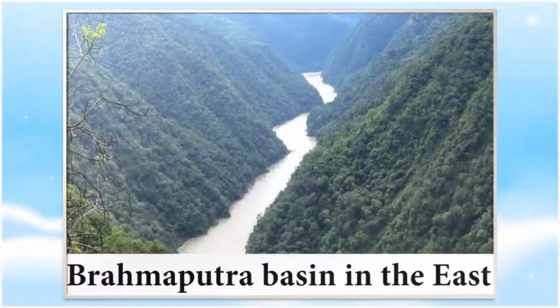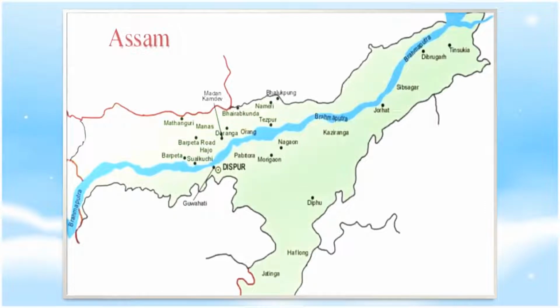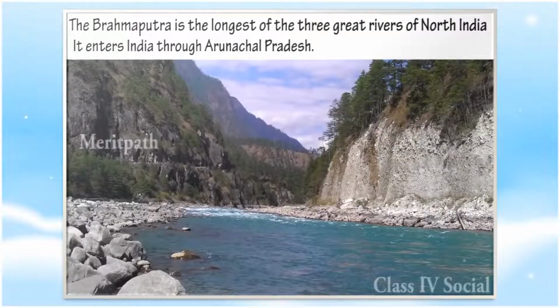The Brahmaputra basin. The Brahmaputra river rises in Tibet and enters India from the east. It flows through a narrow valley in Assam. The Brahmaputra is the longest of the three great rivers of North India and enters India through Arunachal Pradesh.